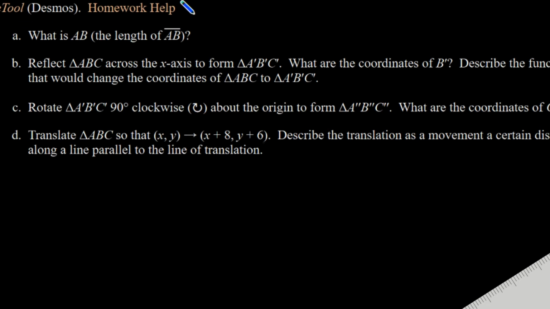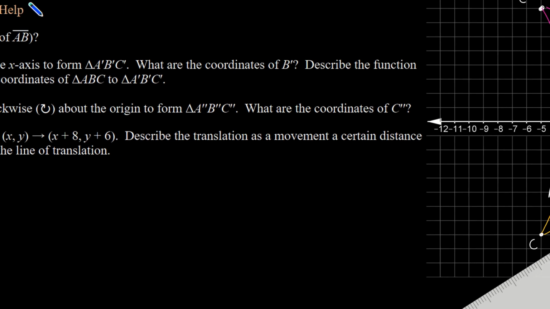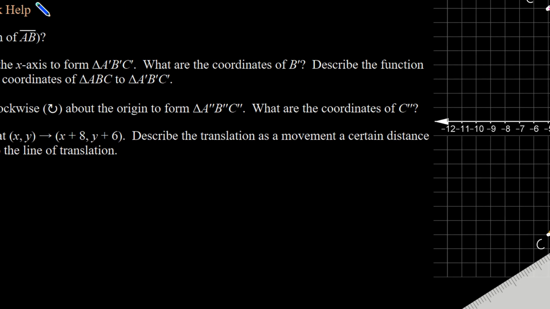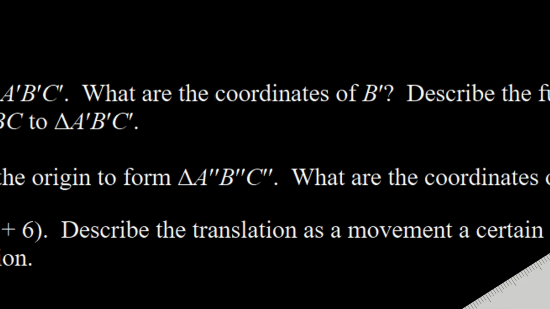It says next, now it says rotate. This is the triangle we just left off at. So I'm taking A prime, B prime, C prime, and I'm going to rotate it 90 degrees clockwise about the origin to form another triangle. Oh, I forgot to answer. It says, what are the coordinates of B prime in that last one? So the coordinates of B prime are -1, +6. So this is important.